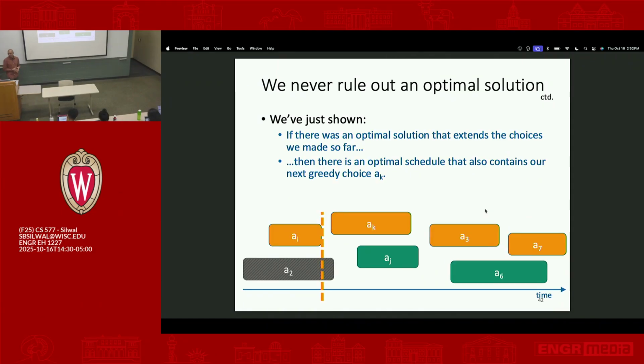What we just showed is that if I have a partial schedule, I can extend it by one, and it will continue to be a subset of some optimal schedule. Any comments? Okay, all right. Now let's move on.